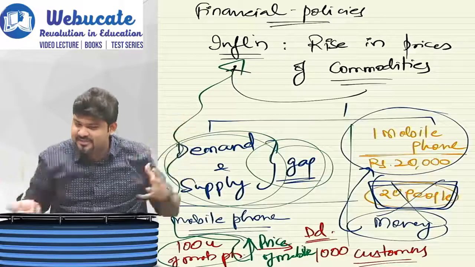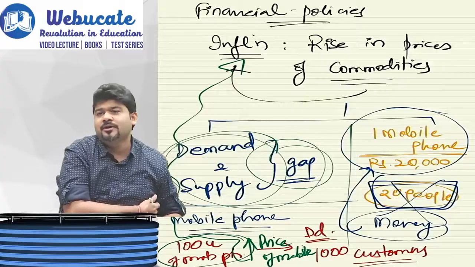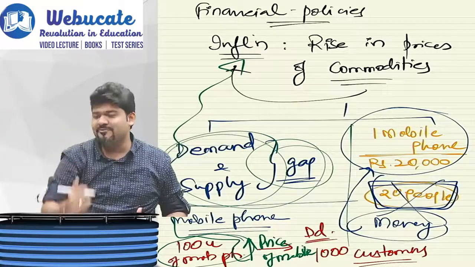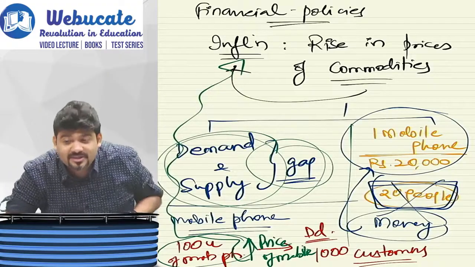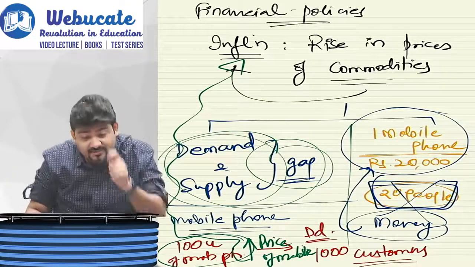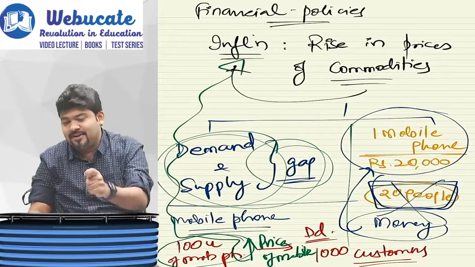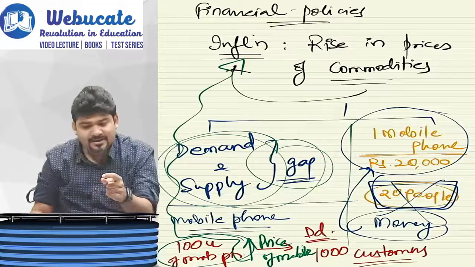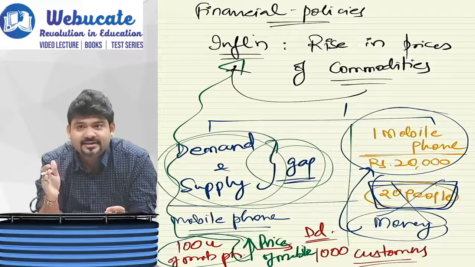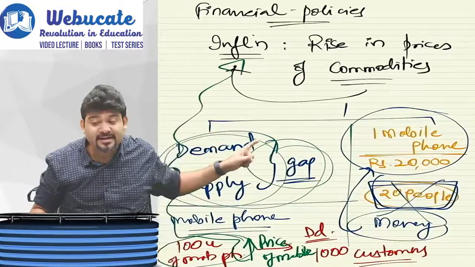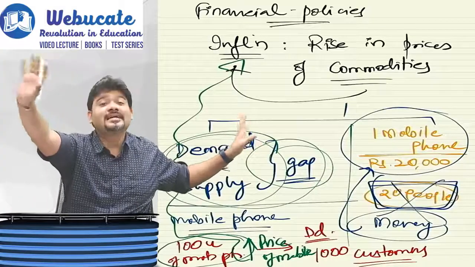Padmavati said, sir, if demand is high and supply is low, it will result into inflation. But your demand is high, 20 people are ready to buy the mobile phone, and supply is low, only one mobile phone is there. Still, we are not able to increase the price. Why is it not resulting into inflation? Because inflation will happen when the demand supply gap is also there with liquidity. Here, there is a liquidity crisis, and as a result, inflation will not increase.